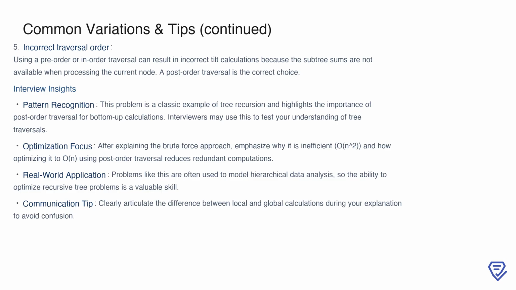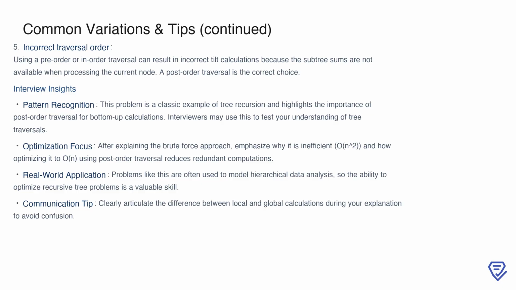Another common issue arises from using the wrong traversal order. For example, preorder or in-order traversal processes nodes before all the necessary subtree information is available, leading to incorrect tilt calculations. Post-order traversal, on the other hand, ensures that you have the subtree sums ready before computing the tilt for the current node, making it the correct choice.